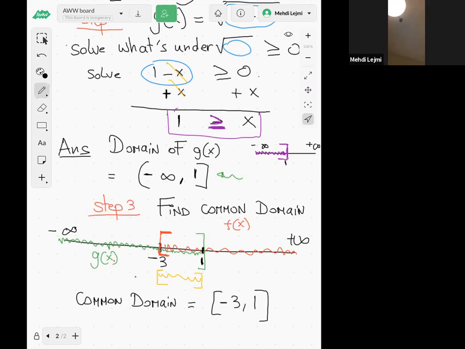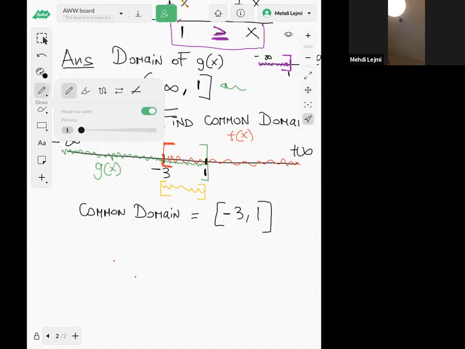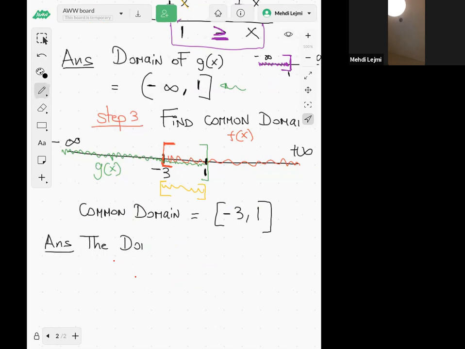All right, so you got your common domain, you're almost done. Then the answer to the domain of f plus g, f minus g, f times g is the common domain. So it's negative 3, positive 1. Okay, so this is for the domain of f plus g, f minus g, f times g.